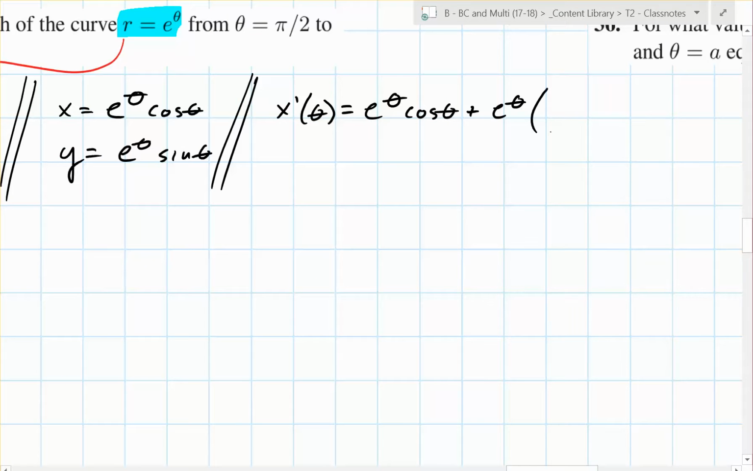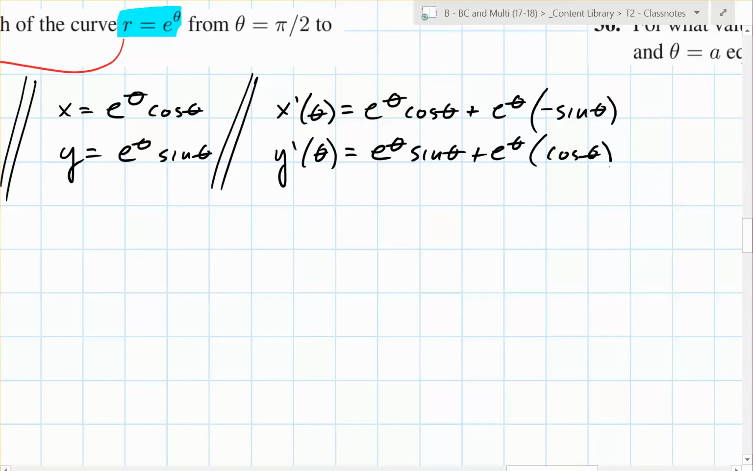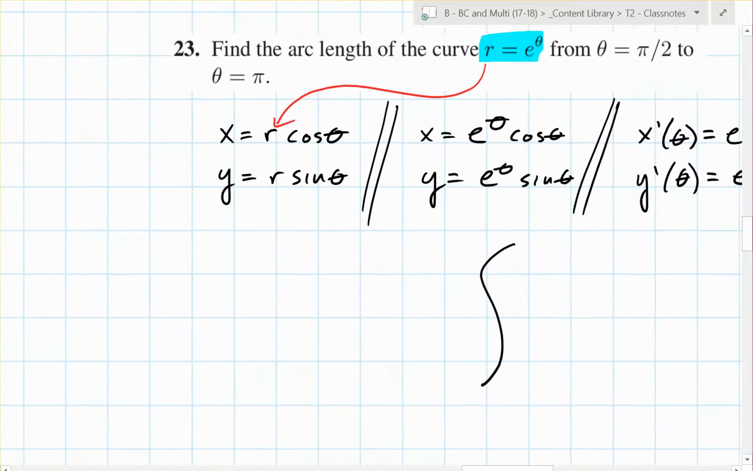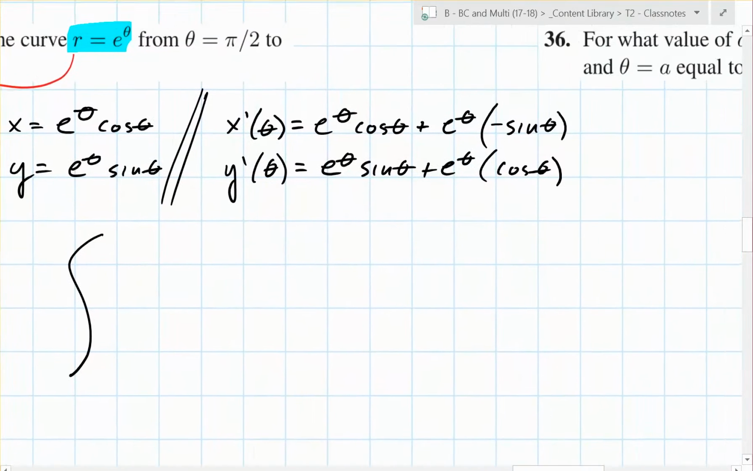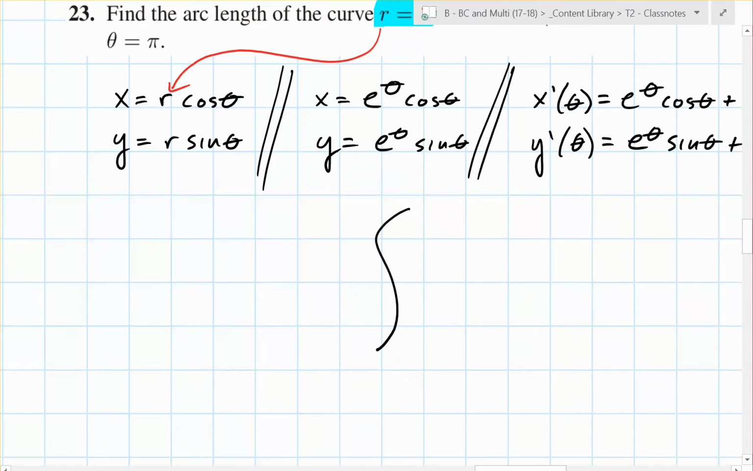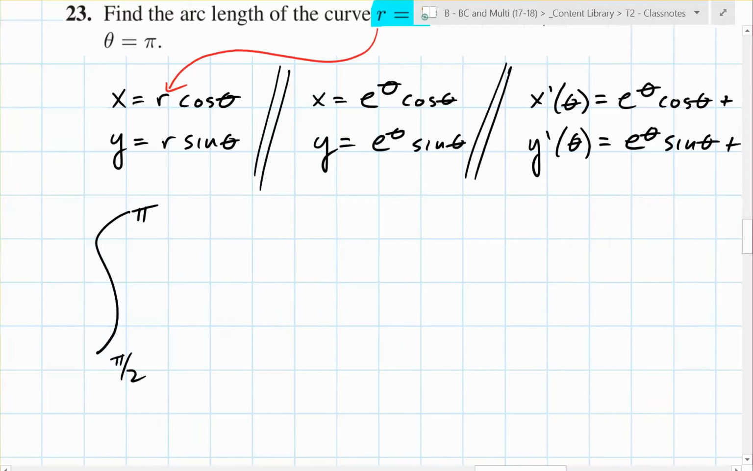What's the derivative of cosine? Negative sine of theta. And what's y prime equal to? The derivative of the first times the second plus the first times the derivative of the second. How did I do right there? The question I need to write is the integral from what to what? It tells you what it's from. From theta equals pi over 2 to theta equals. So what are the limits of integration? Exactly. So it's going to be pi over 2 to pi of what?